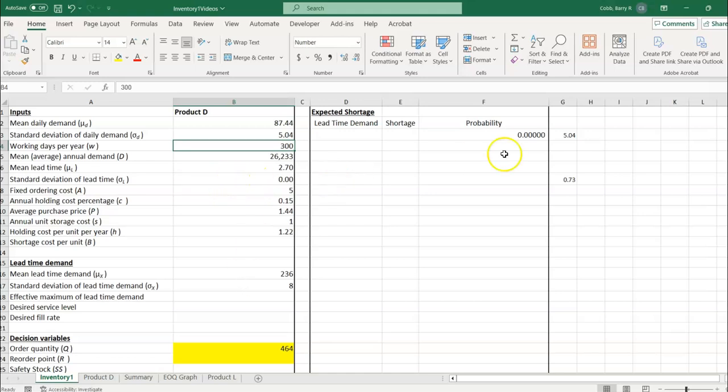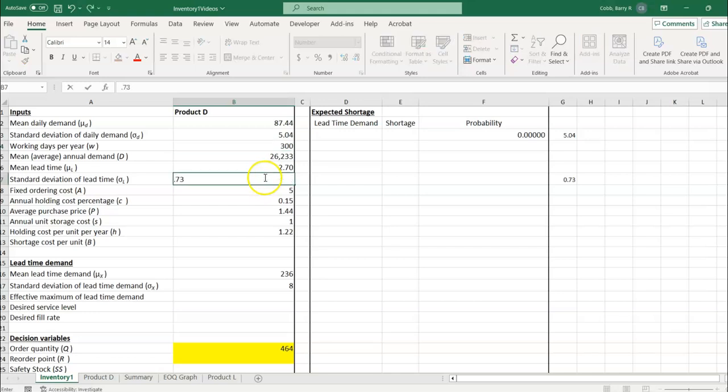But even though the standard deviation of lead time demand is only 0.73, if we put that in here, the standard deviation of lead time demand grows quite a bit. So that's why we need to factor this in.